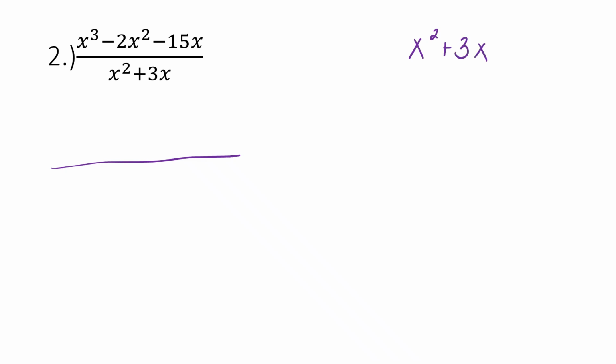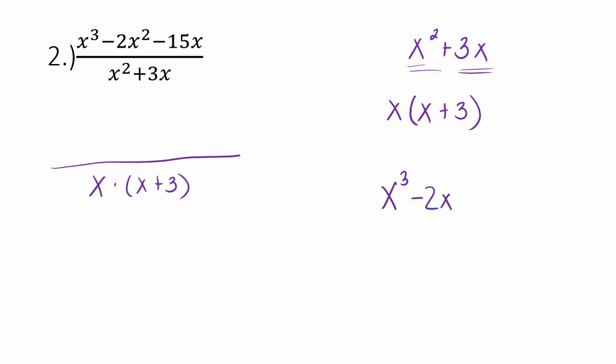X squared plus 3x. What I see there is a GCF of x. And then x times x would give me x squared, and x times 3 would give me 3x. So my denominator factors into x times x plus 3. And what that does is it gives me a hint. So I've got this GCF of x, and when I look at the numerator, I might be thrown by the fact that it is starting off with this x cubed.